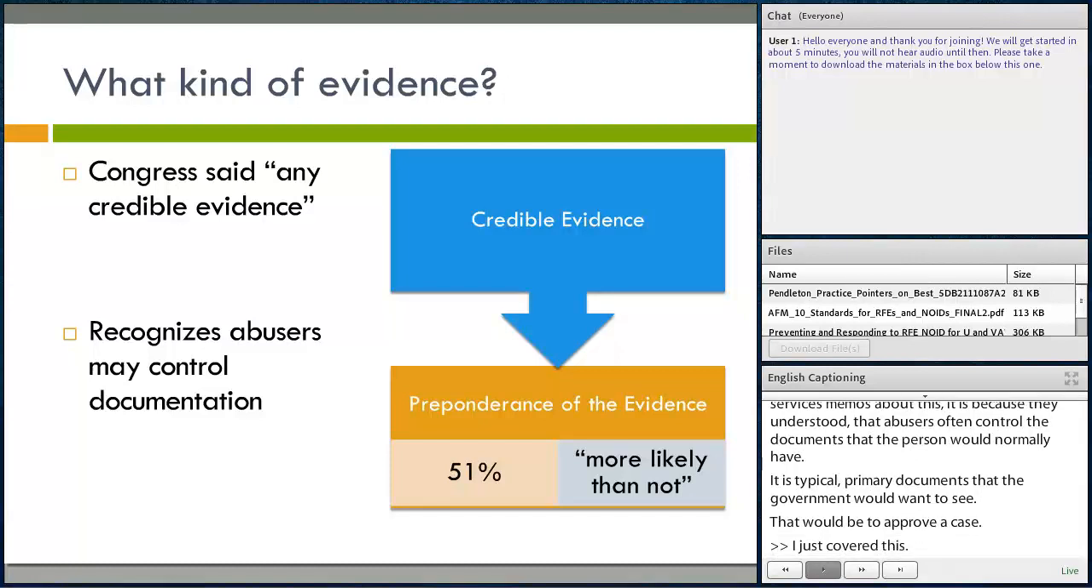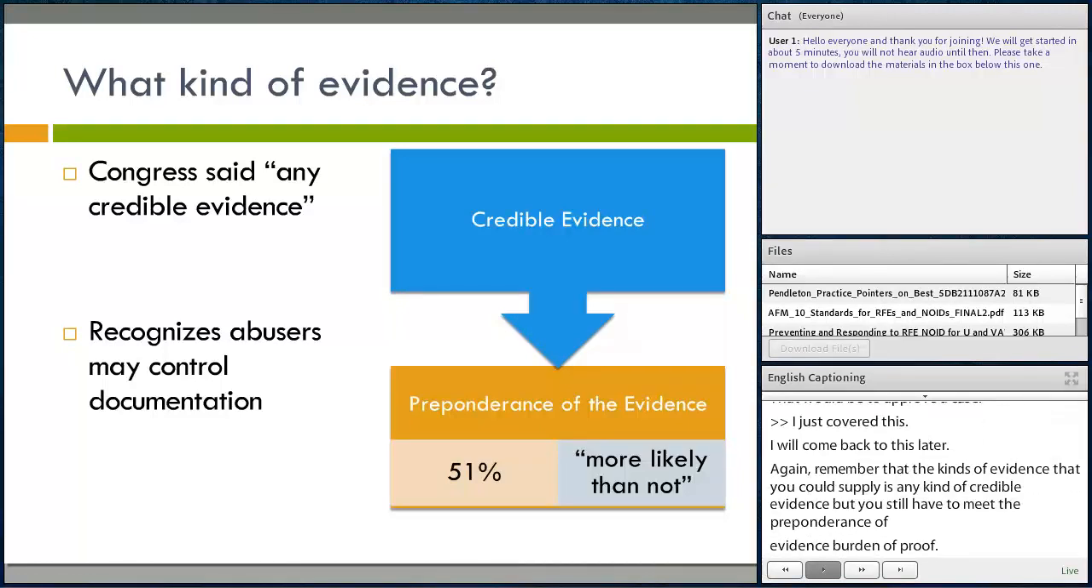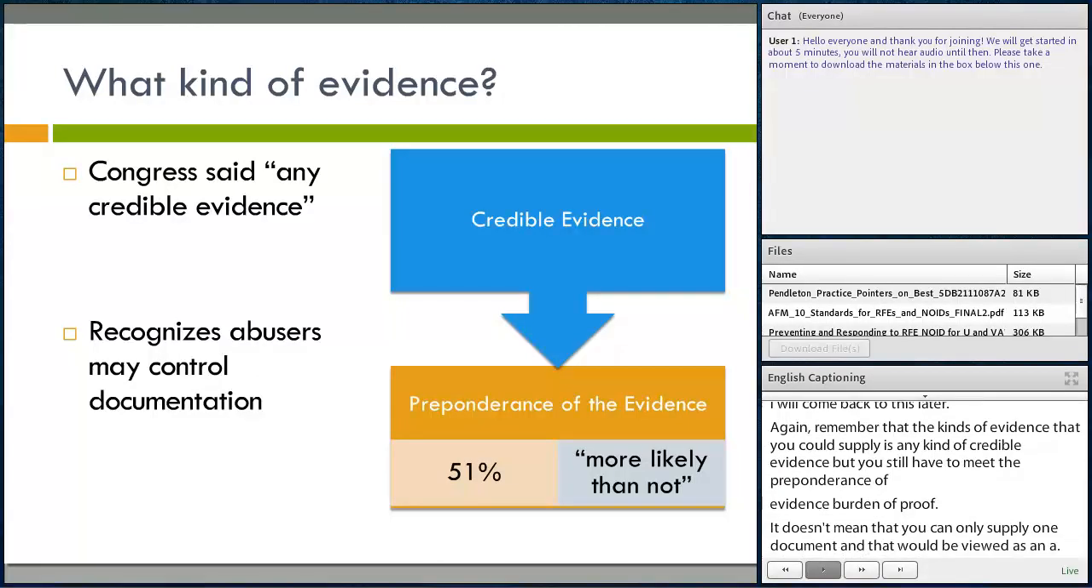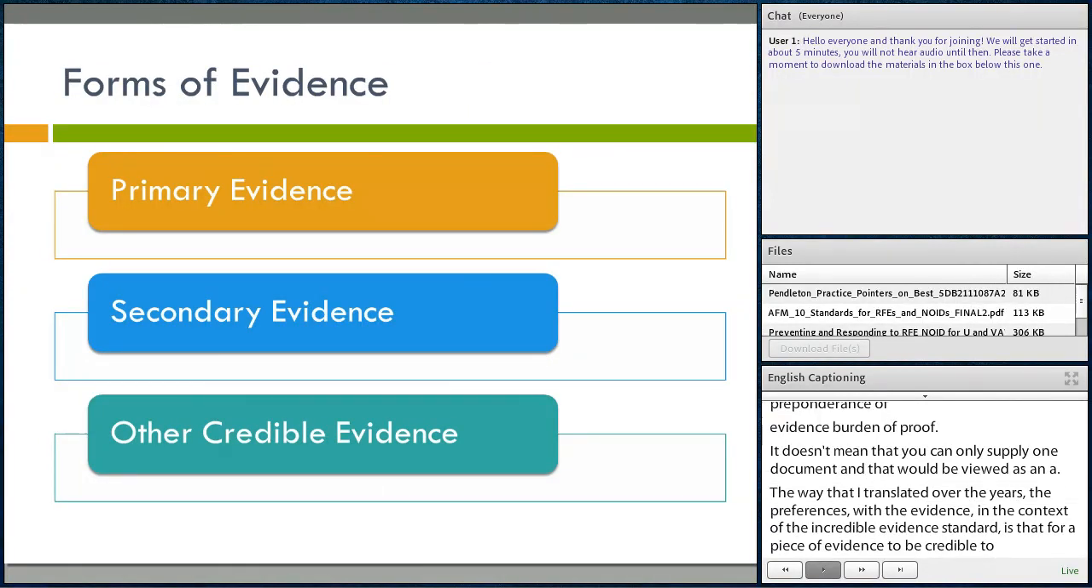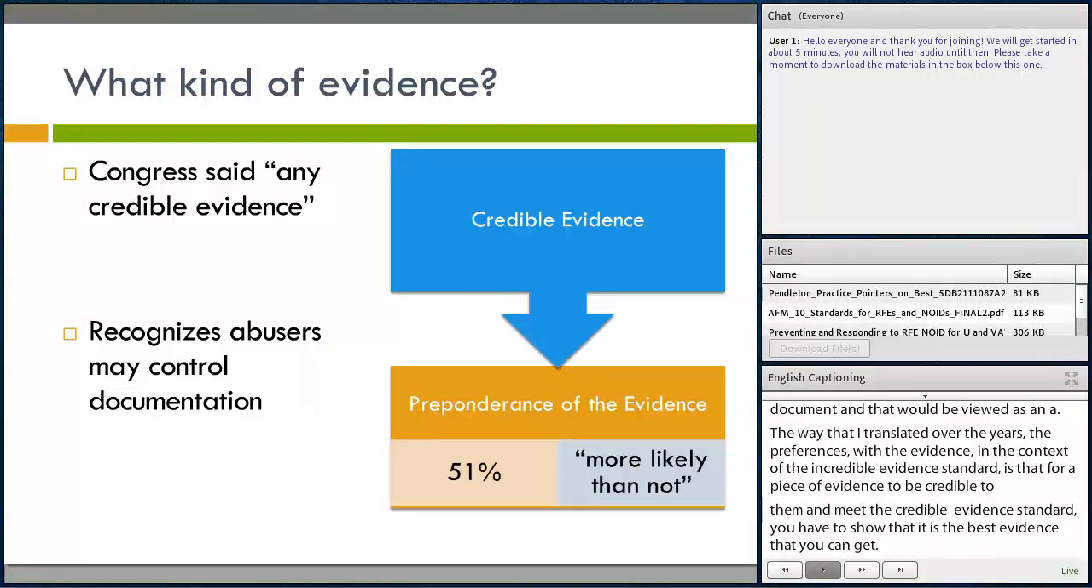So again, remember that the kinds of evidence you can supply is any kind of credible evidence, but you still have to meet the preponderance of evidence burden of proof. That doesn't mean you should assume you can supply only one document and they're going to view that as enough. The way I've translated over the years their preferences in evidence in the context of the any credible evidence standard is that for a piece of evidence to be credible to them, you have to show that it's the best evidence you can get. You show that by showing you couldn't get this primary evidence or this secondary evidence, and therefore you're supplying this evidence, which meets the preponderance burden of proof, and you articulate why it's credible.